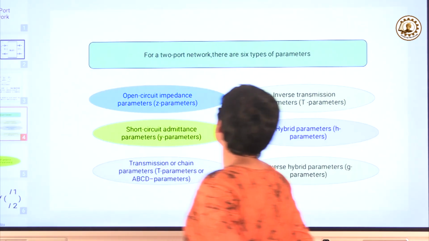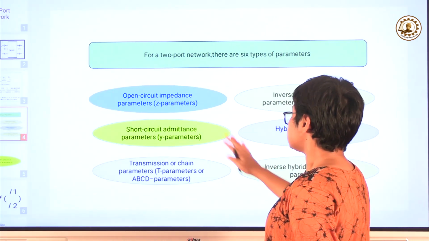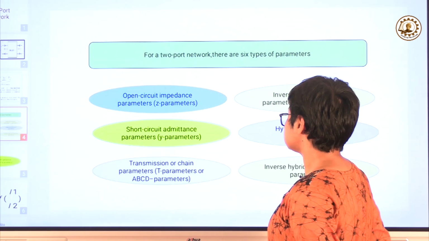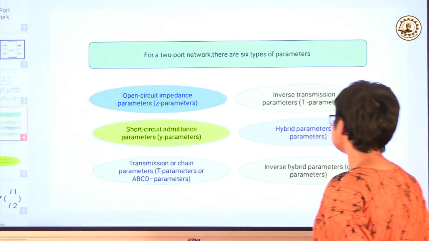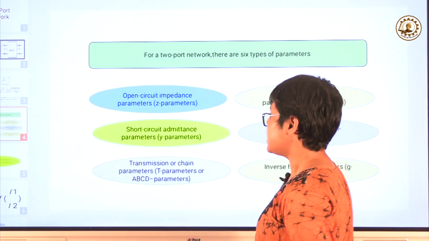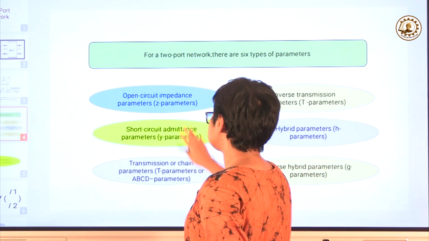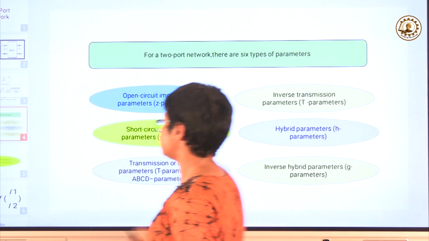Next, there are several types of parameters associated with two-port network. That is open circuit impedance, short circuit impedance, transmission parameters, inverse transmission parameters, hybrid parameters and inverse hybrid parameters. Let's explore the first topic, that is open circuit impedance parameters.